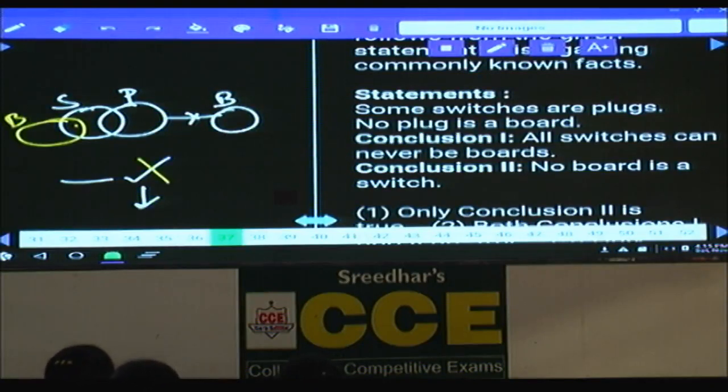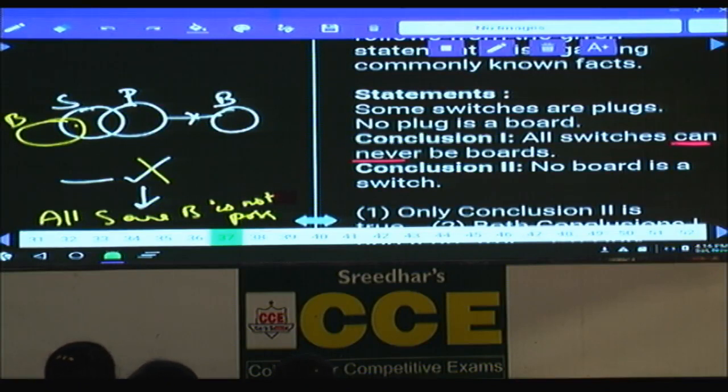Then coming to the first one, all switches can never be. Can stands for possibility, never stands for negative. Hence the same statement can be written like this: all switches are boards is not possible. Now here, not possible. In this case also we need to check whether it is possible or not. All switches are boards, is it possible or not?